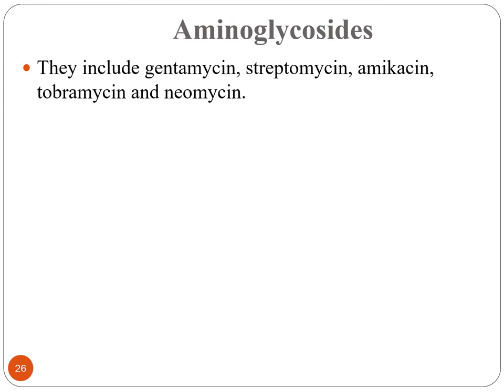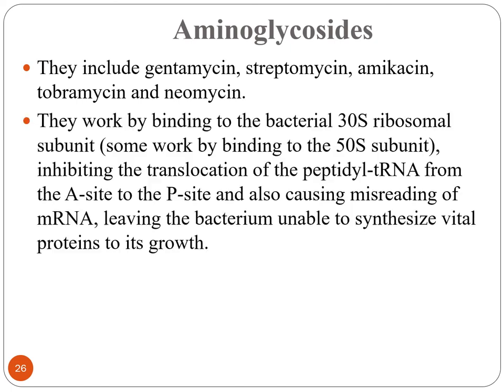We have now the aminoglycosides. They include gentamicin, streptomycin, amikacin, tobramycin, and neomycin. They work by binding to the bacterial ribosomal subunit. Some work by binding to the 50S ribosomal subunit, inhibiting the translocation of peptidyl tRNA from the A site to the B site, and also causing misreading of messenger RNA, leaving the bacterium unable to synthesize vital proteins.